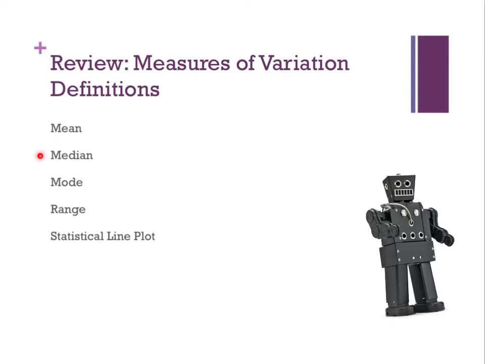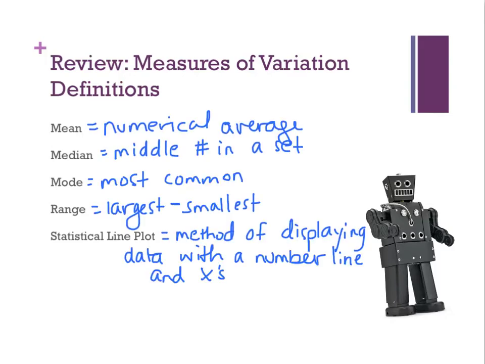So let's, real quick, I'll go ahead and I'll just put in some definitions for you. I'm just going to write them in and then read them through for you. So let me pause this real quick. Okay, so the mean, the numerical average. Add them all up, divide by how many you have, which we already established. The median, the middle number in a set. The mode, the most common. The range, the largest minus the smallest. And a statistical line plot, which is a method of displaying data with a number line and x's.